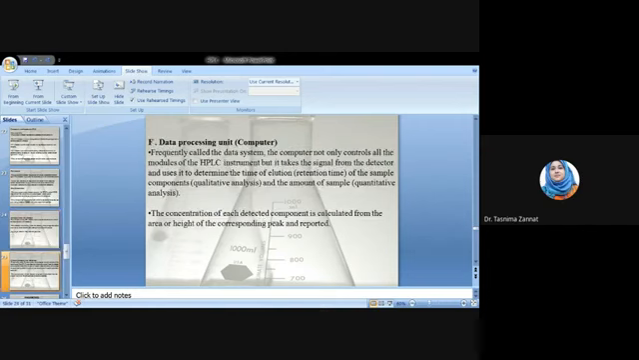Now the data processing unit, meaning the computer, is also called the output device. It is frequently called the data system. The computer not only controls all the modules of the HPLC instrument by software, but it takes the signal from the detector and uses it to determine the retention time. It means the time of the elution of the sample components. It means qualitative analysis, and it can also do quantitative analysis by using the system. The concentration of each detected component is calculated from the height or area of the peak.